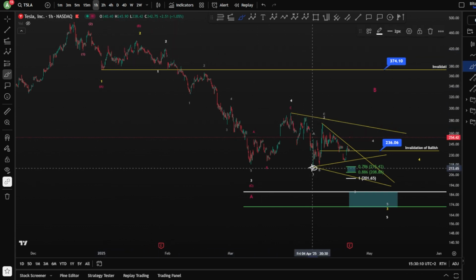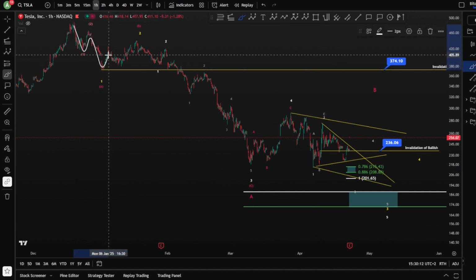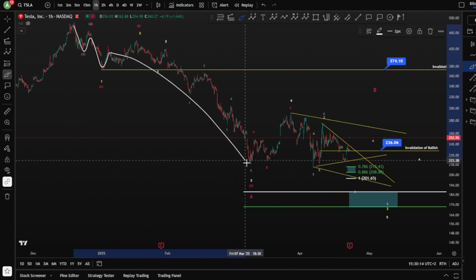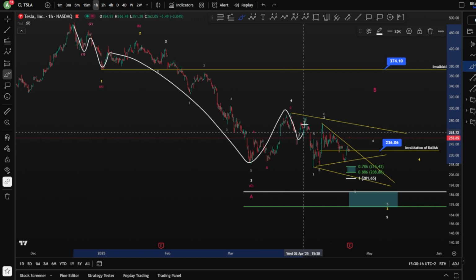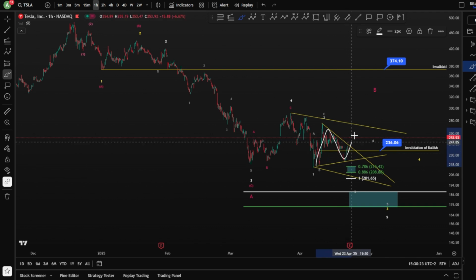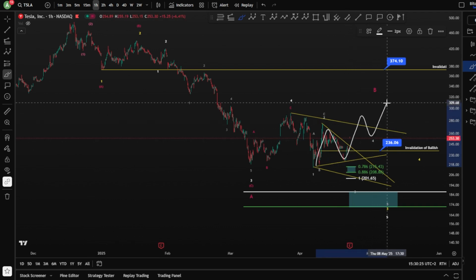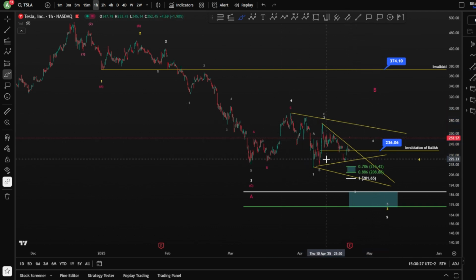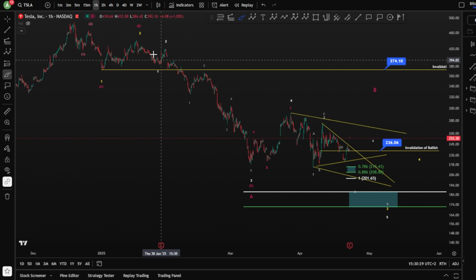It can be finished here, where you have 1, 2, 1, 2, and then you got your wave 3, and you get 4, 5, 4, and a 5. So that is also a potential. And now you are starting to look maybe also into not just a triangle, it can be also the leading diagonal that we see on the recovery of the market.